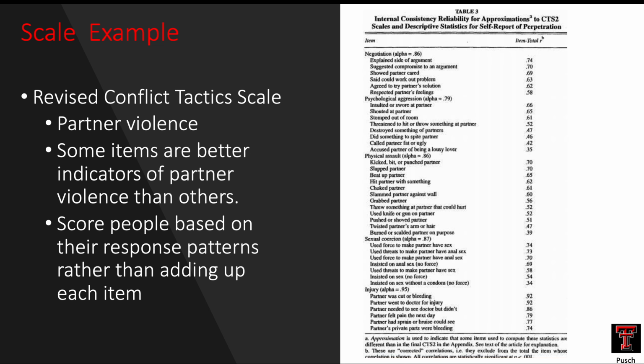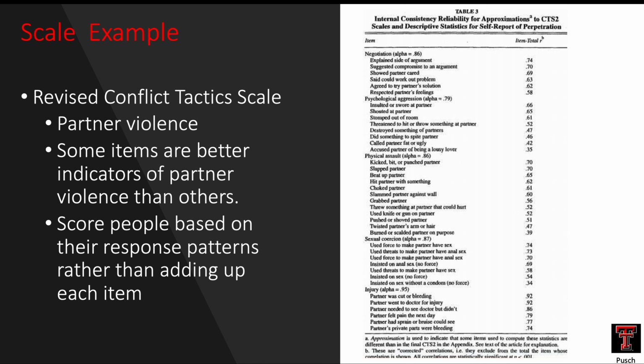Because of these issues with indexes, we also have scales, which again is sometimes a more proper way of doing things. Sometimes we don't need a scale. Sometimes an index is fine. But for a lot of these composite measures, a scale is more appropriate. So this is an example of a scale.